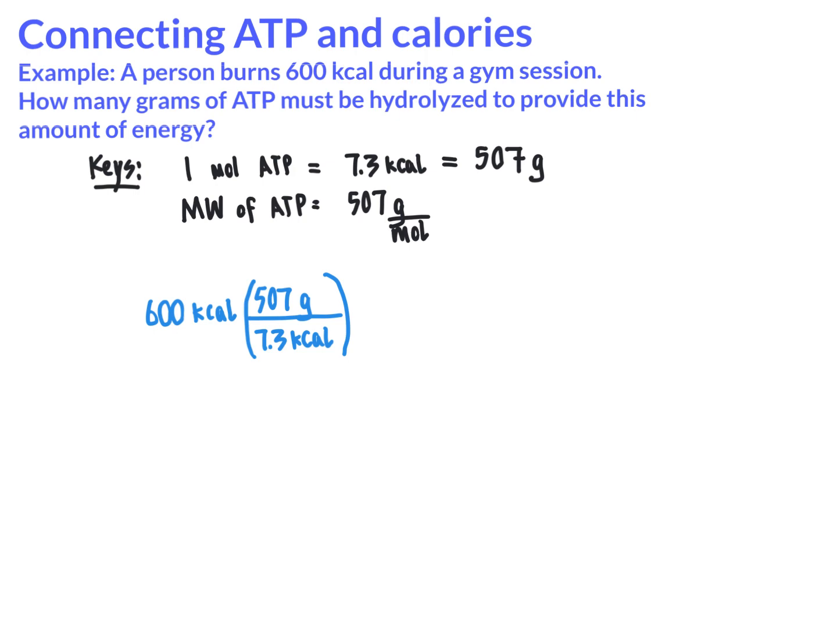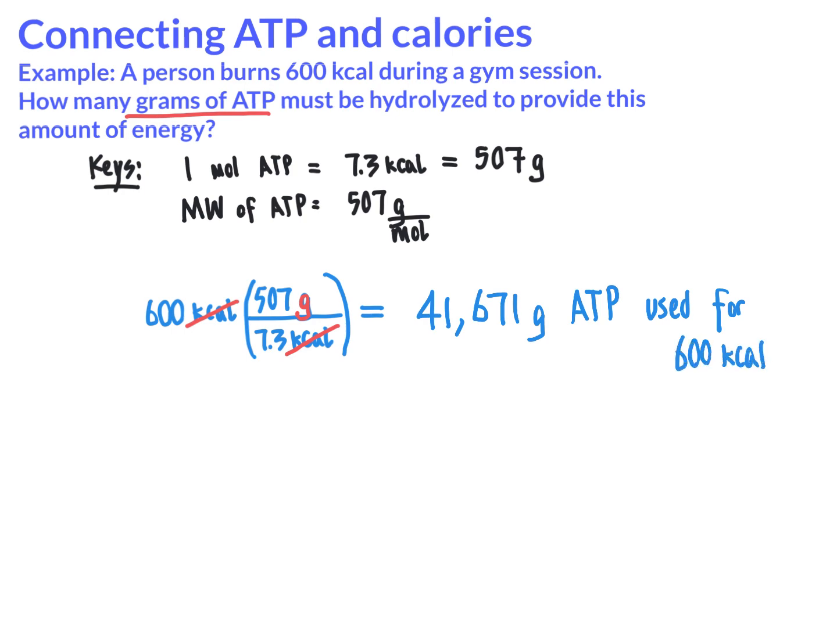So checking out our math here, making sure that our numerators and denominators are set up correctly, kilocalories should cancel out here and here. It does, leaving us with our units being grams, which is what the question is asking for: how many grams of ATP must be hydrolyzed to provide this energy. So going ahead and putting the equal sign here, doing some math, I believe tallies up to a grand total of 41,671 grams of ATP being used for a 600 kilocalorie workout.